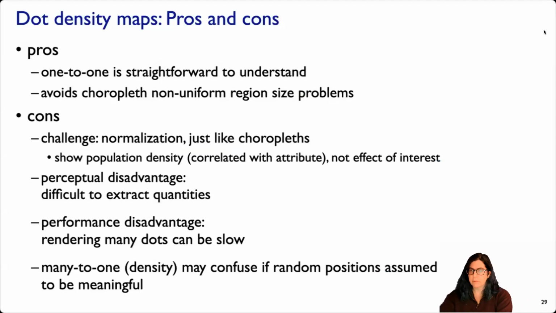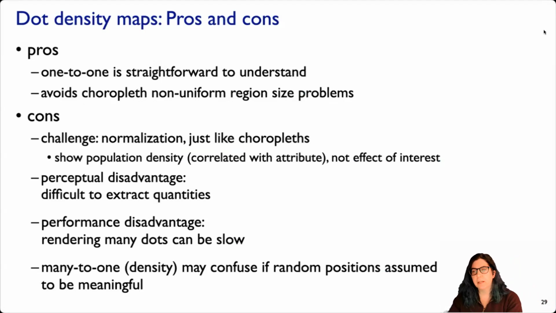So the pros and cons of dot density maps. Well, one-to-one dot maps are quite easy to understand. They're actually very natural. And they do avoid that non-uniform region size problem with a choropleth because you've got dots. You don't have polys. You're just using dots, so point marks. Now there's some cons. Just like choropleths, you've got these normalization questions. Are you just showing where people live? So that same population density problem that needs normalization absolutely needs to be addressed with dot maps as well as with choropleth maps.